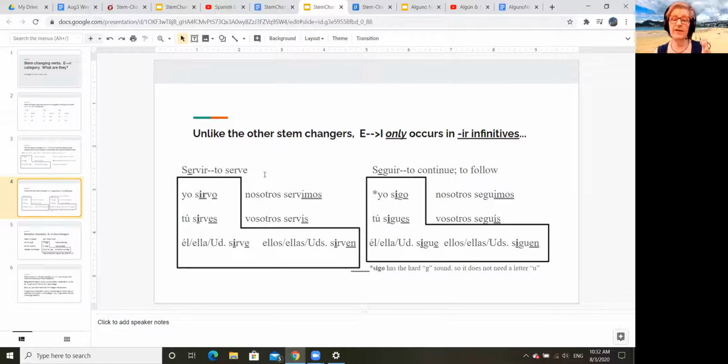So la forma de tú es sigues. Él sigue. He keeps on going, or he continues. Ella sigue. She continues, or she keeps going. Usted sigue. Ellos siguen. Ellas siguen. Ustedes siguen. Okay. When we go back to the nosotros form, we go back to the E from seguir: seguimos. So seguir is a tough one for spelling because of the funny things that G does.